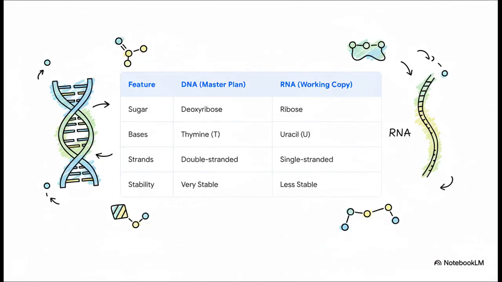Now, DNA isn't alone. It has a very important cousin named RNA. Think of them like two siblings, with totally different jobs. DNA is double-stranded and incredibly stable, which makes it perfect for its job, to safely store all the genetic information for a very long time. It's the master plan. RNA, on the other hand, is single-stranded and less stable, and that makes it perfect for its job, being a temporary, quick, working copy of just a small part of that plan.